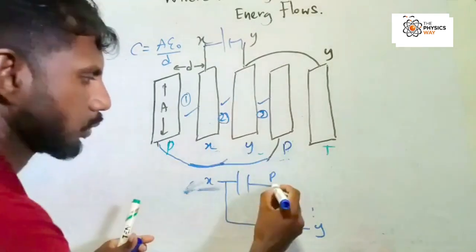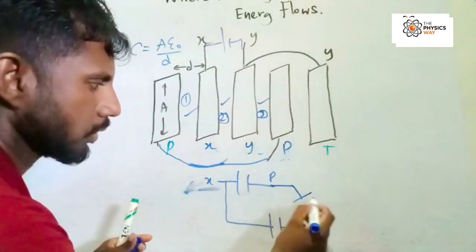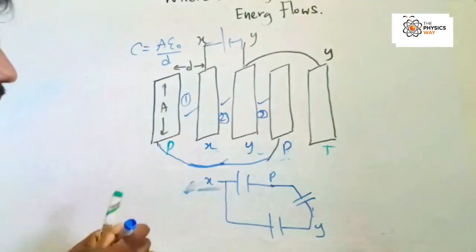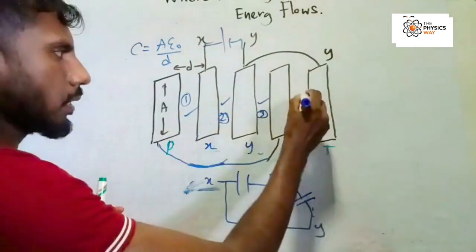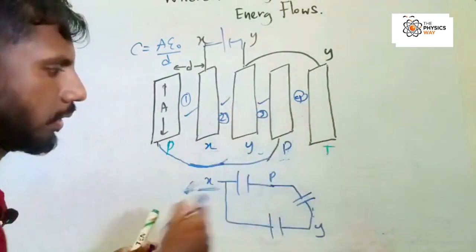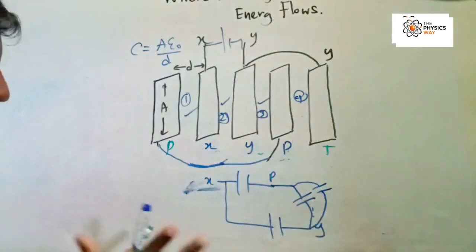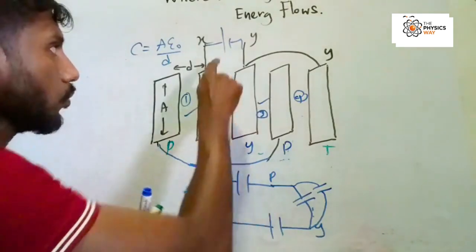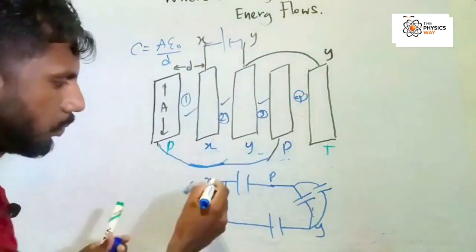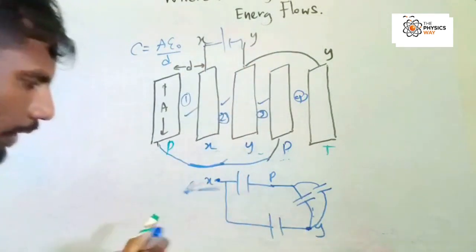Third capacitor, of course, is between Y and P. So I'm going to connect it like this. Between Y and P we have a capacitor. Fourth capacitor, of course, you can see again P and Y. So another capacitor that is parallel to this P and Y, right? The question is asking us to find the capacitance between point X and point Y, right?